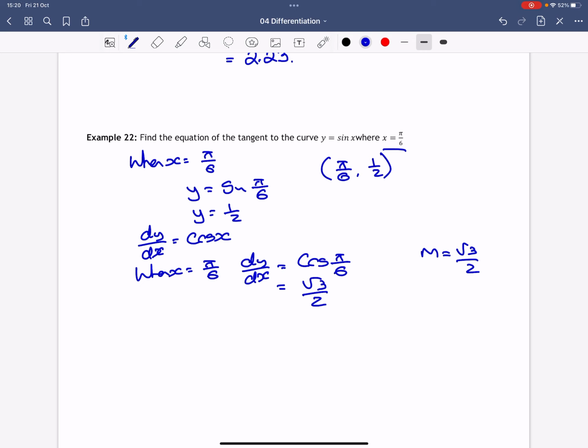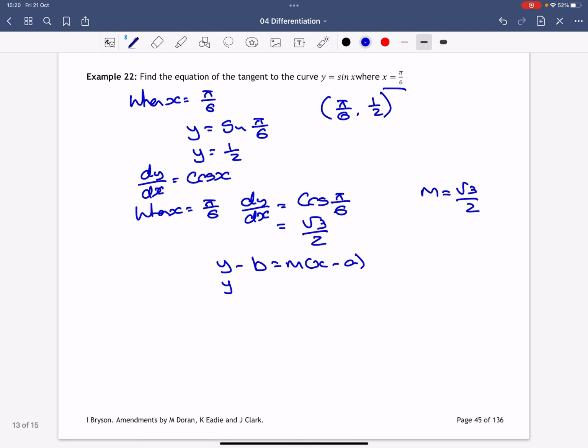Put it into y minus b now. So y minus b is equal to m bracket x minus a. So I get y minus a half is equal to root 3 over 2 bracket x minus pi over 6. And again, just use your calculator. So you would just get y is equal to root 3 over 2 x plus root 3 pi plus 6 all over 12.